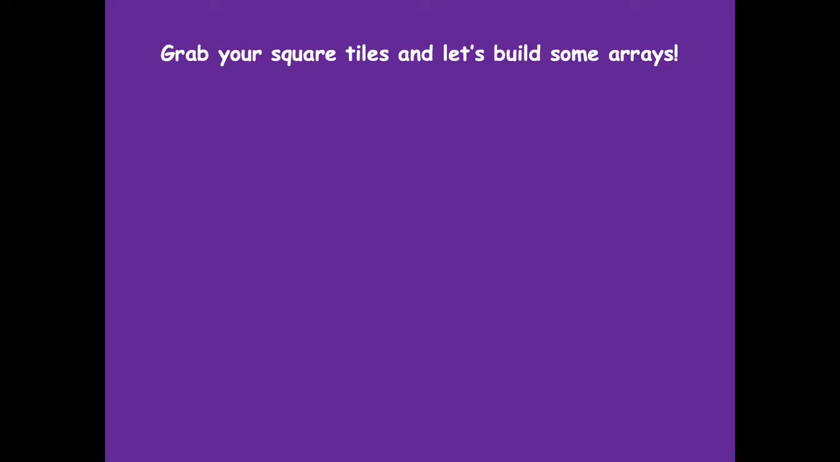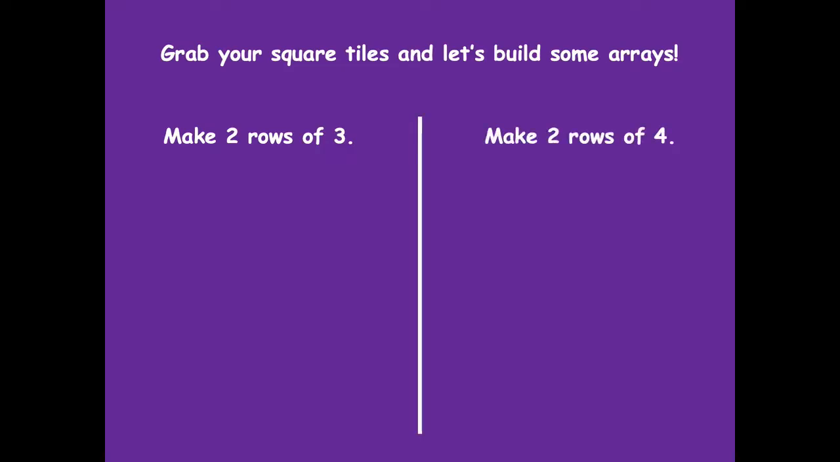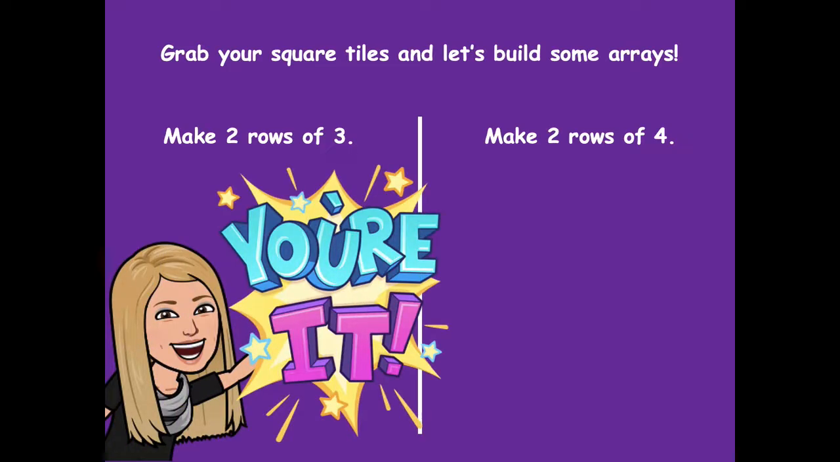So grab your square tiles and let's build some arrays. First, you're going to take your dry erase board, and you're going to build right on top of that. On the left side, you're going to make 2 rows of 3. And on the right side, you're going to make 2 rows of 4. So pause the video, make both those sets of arrays, and then click play when you're ready for the next step.